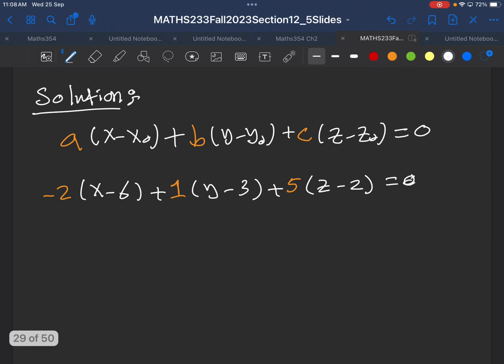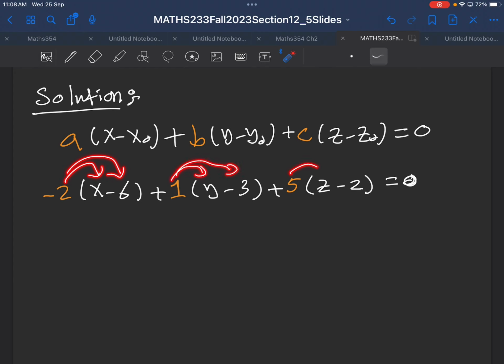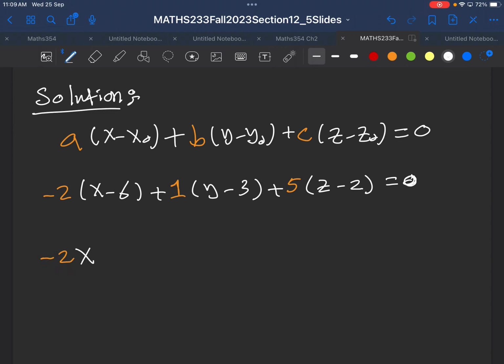Now we can keep this equation as is, or we can take -2 inside, try to simplify things so that we get something that is very important for us. So what we will get is -2x plus 12. This is the first one, if we take -2 inside. And then plus 1 times y, this is just y, -3. And then plus we have 5 times z minus 2 equal to 0.